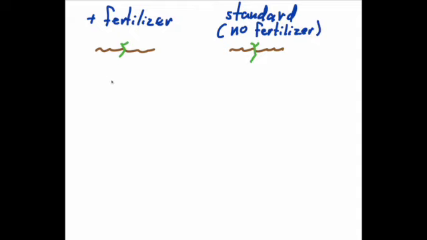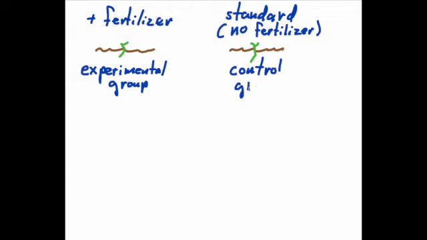All right, so this is the experimental group. Now, heads up here, because I'm going to give you a lot of terminology. This is the experimental group. And this is the control group, the standard conditions, the one that's not being perturbed. Okay, and that leads us to more terminology. So, experimental variable.